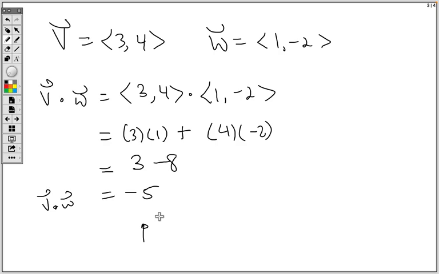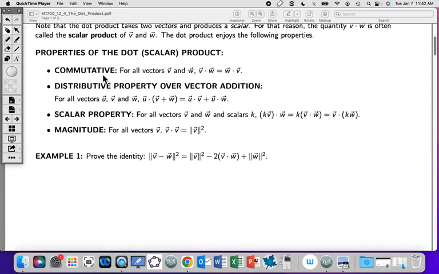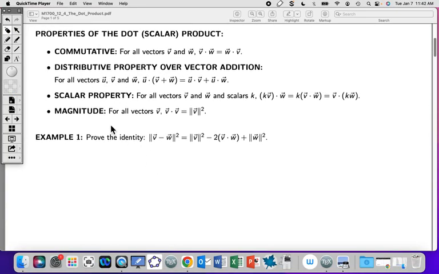Now what we're going to be doing for the rest of the section is trying to figure out what the heck that number means. Why would you even do something like this? What do we get out of the dot product? But first off, let's talk about the properties of the dot product.